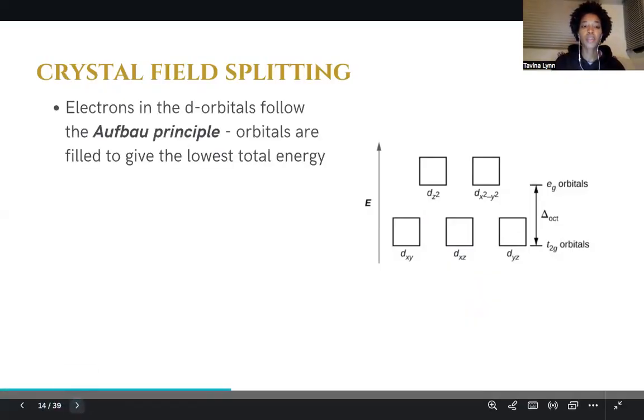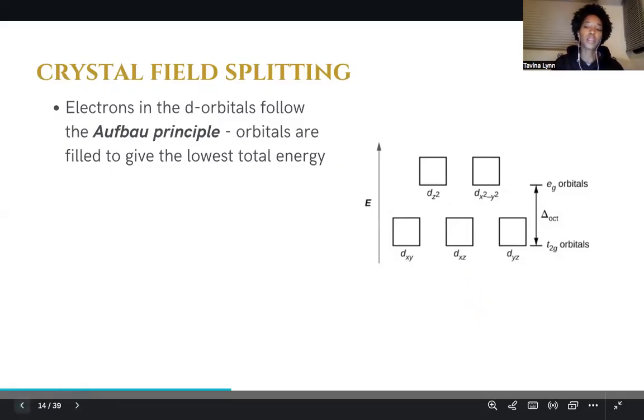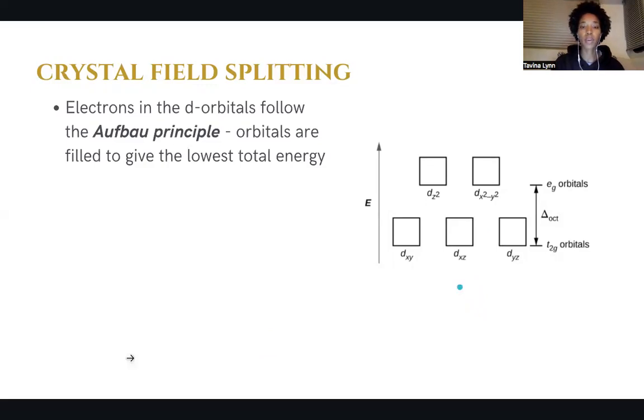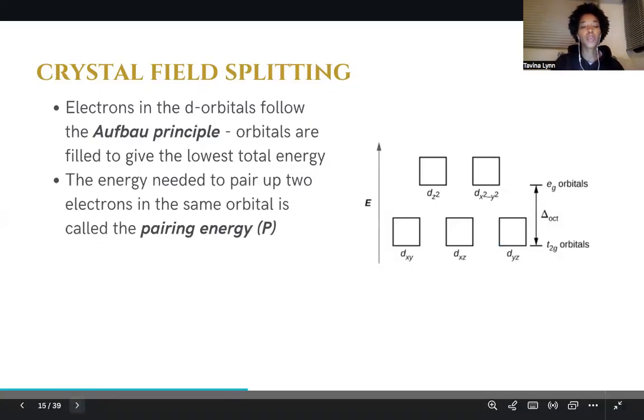So they'll follow the Aufbau principle, where the orbitals are filled in such a way to give the lowest total energy, right? So that means that they're going to singly fill in the orbitals first before pairing, right? Because that'll result in a lower energy. So the energy, when we start to have two electrons in the same orbital, right? We describe the energy needed to pair up two electrons as the pairing energy.